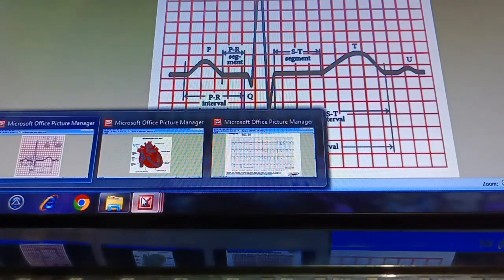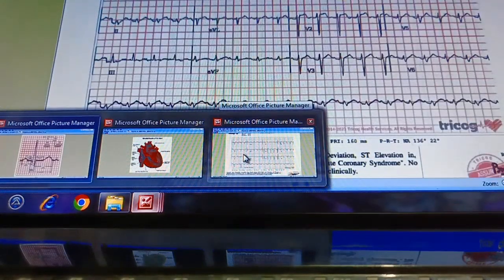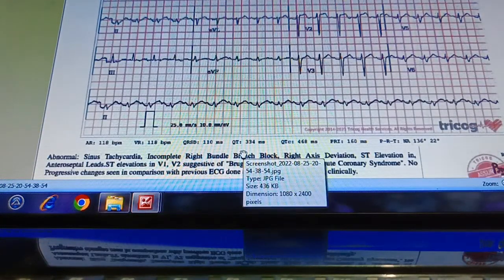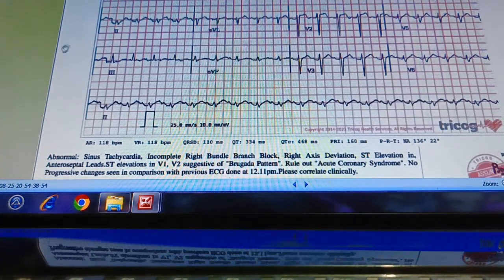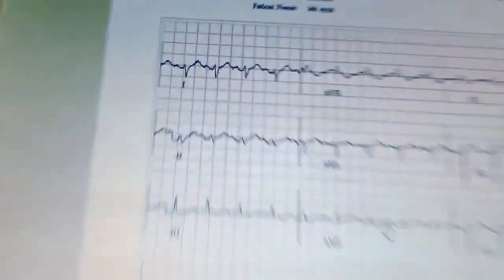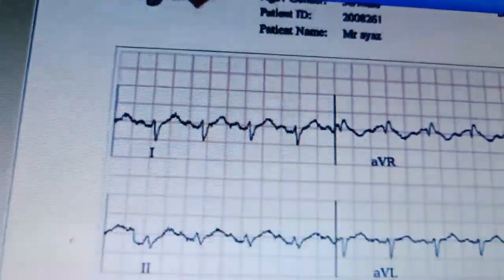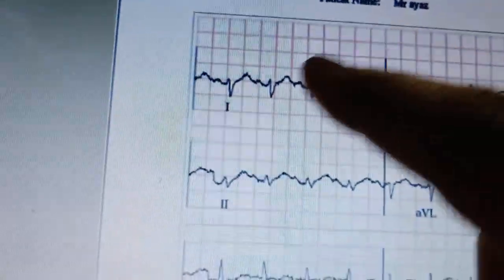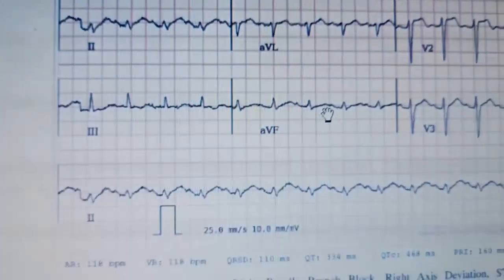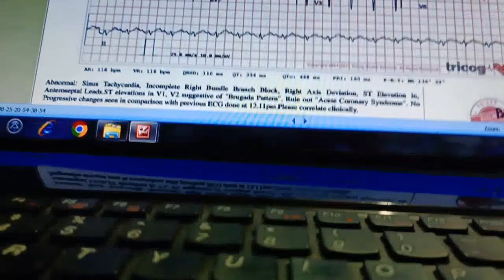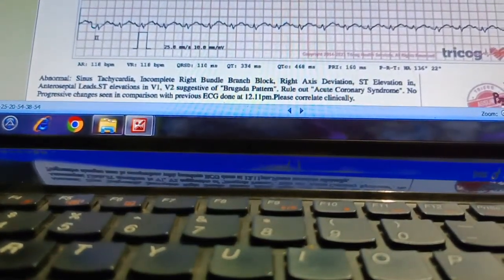It is well known to all of us that right axis deviation is estimated by observing two leads. Number one, lead 1, which is inverted, and AVF, which is upright. You can visualize it more clearly: lead 1 is inverted and AVF is upright. This type of graph represents right axis deviation.